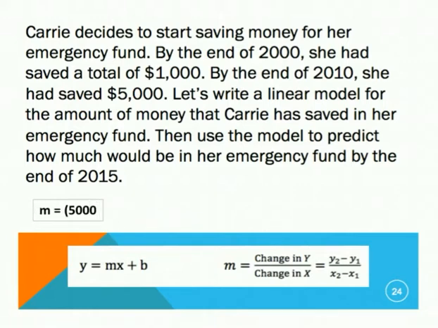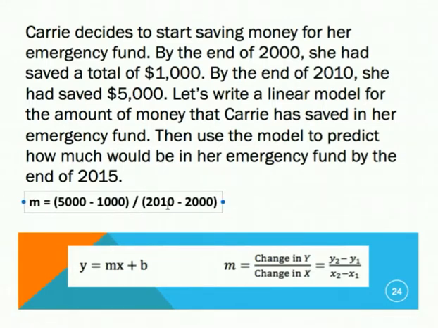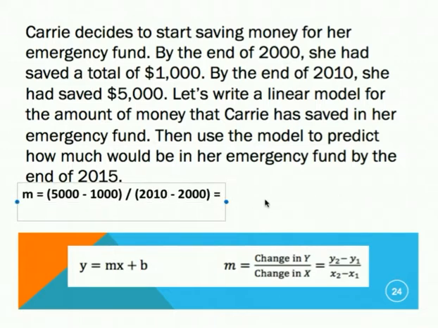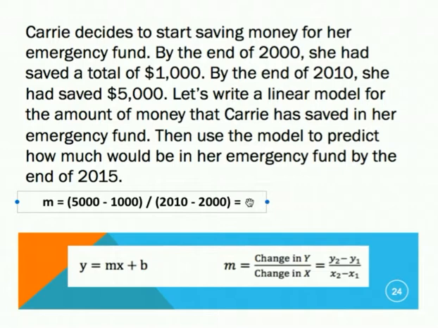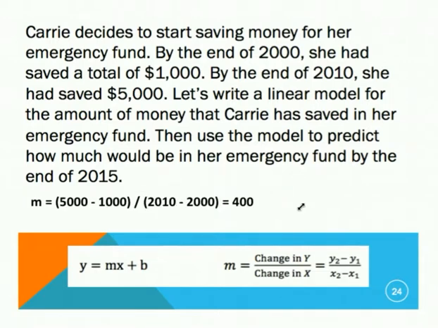So we're going to take the $5,000 minus the $1,000, and then I'm going to divide that by the change in the year, which would be the 2010 and the 2000. So let me move this so you guys can see it. But we should have something like that. And again, I set mine up with lots of parentheses because if I want to plug it in my calculator all at once, then I need all of these sets of parentheses here. And so if we do this, we get a slope of 400. So let me put my slope right here, 400. That's going to be my slope. What this tells me is that she's saving $400 a year.